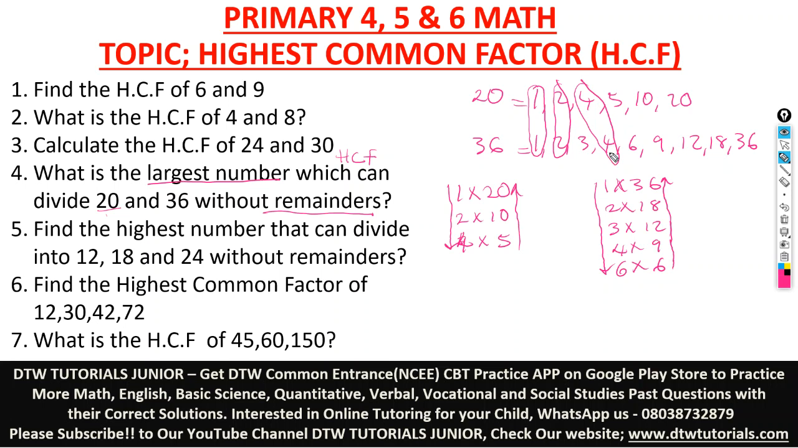And what is the highest among 1, 2, and 4? It is 4. So the largest number which can divide 20 and 36 without remainders is 4. Do we see that?